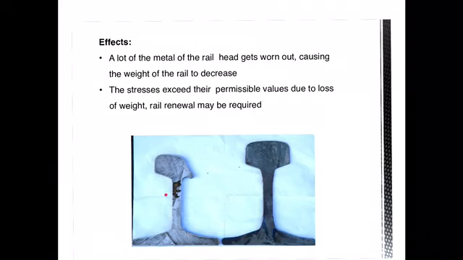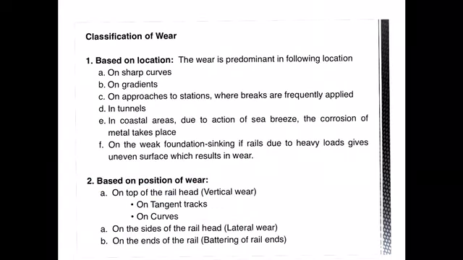Here the picture shows a typical rail section without any wear, and you can see here that both the top as well as the sides of the rail section have been completely worn out. So you can see here this was the original rail section, and there is wear on the top as well as on both the sides. Now next we'll move on to the classification of the wears, how you can classify it.